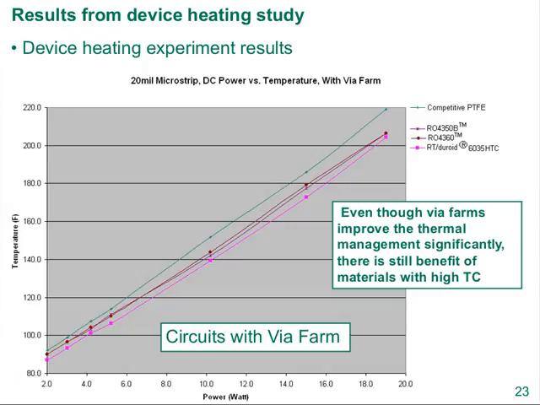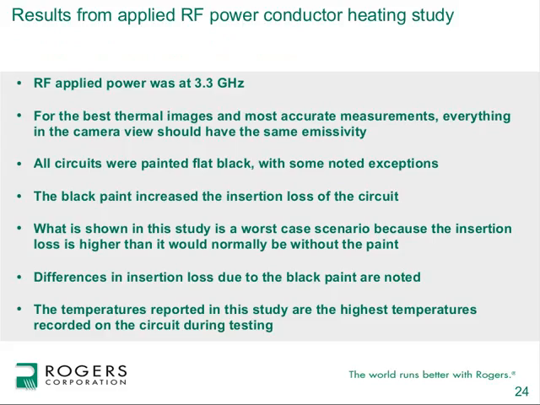Here's the same kind of graph I showed a little bit earlier, but now with via farms. And the x-axis is actually higher power than what we showed before. What's interesting is the difference of materials is less now, so the difference in data is more compressed. But there still is a difference in thermal conductivity of the materials, or the effects of that. So even though the via farms really do improve the thermal management a lot, having materials with higher thermal conductivity still helps a lot. If you look around 15 watts or so, there's probably about a 10 degrees or so difference in temperature. And for thermal management issues that are critical, that's a pretty significant difference.